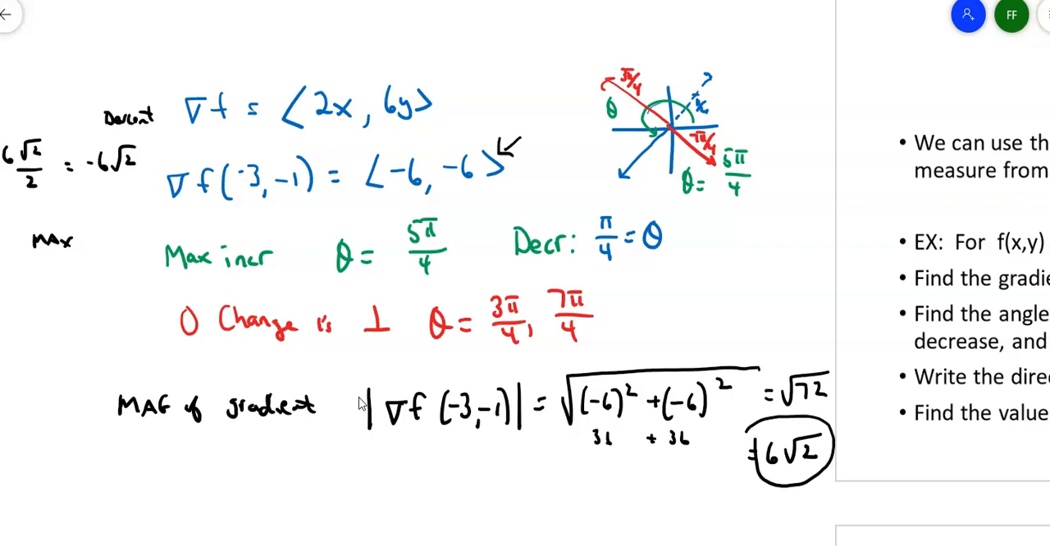Hey, I've seen that number before. Didn't I see that when I was working with my g of thetas? And sure enough, the magnitude of the gradient is going to be the same as what I got for that g of theta function evaluated at its direction of steepest descent. All right. We'll work further on gradients and directional derivatives in the next video.